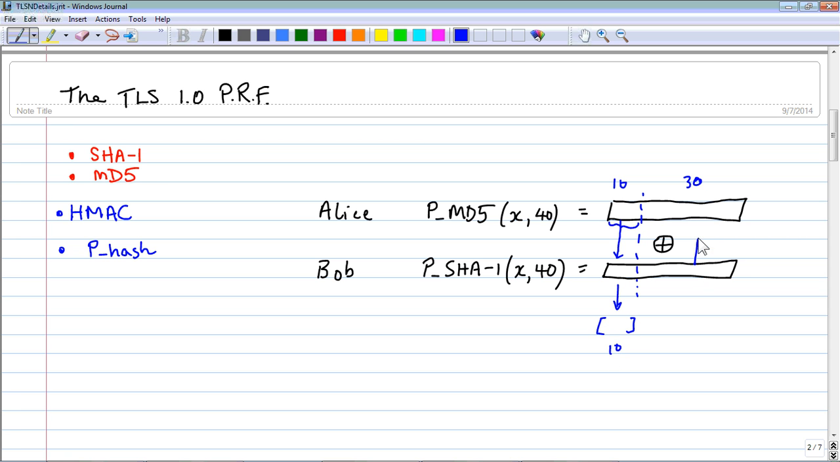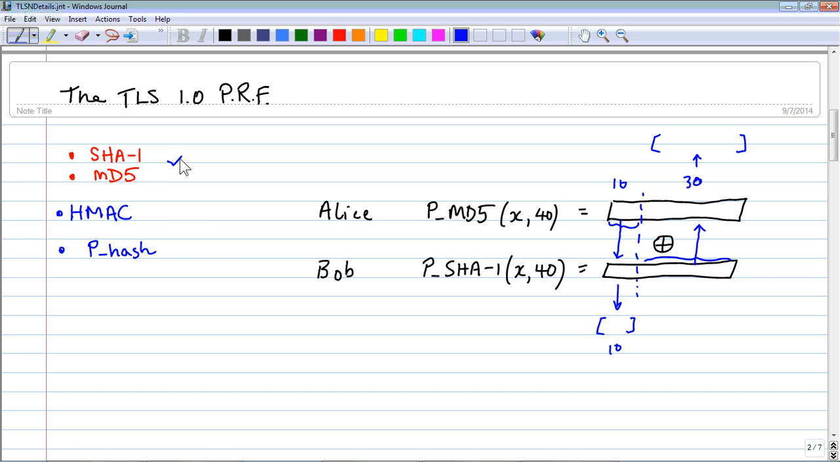And Bob can give to Alice, contrariwise, the last 30 bytes, and she can output from that the last 30 bytes of the final result. So this XOR process gives rise to the possibility of a kind of partition. For some applications that will not be of any interest, because you might actually need the final result in its entirety, but in TLS that's not the case.